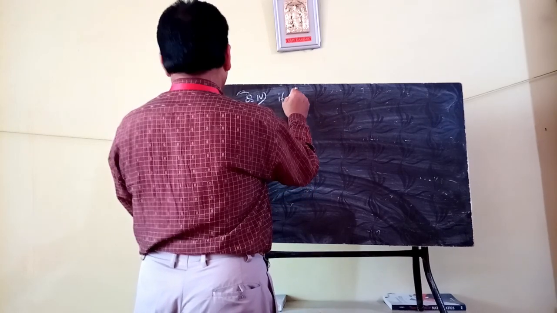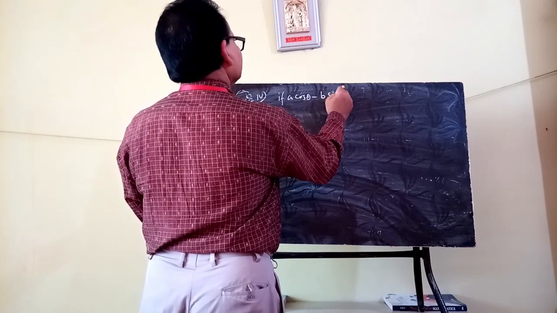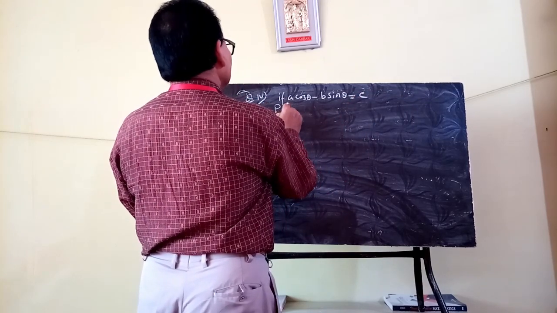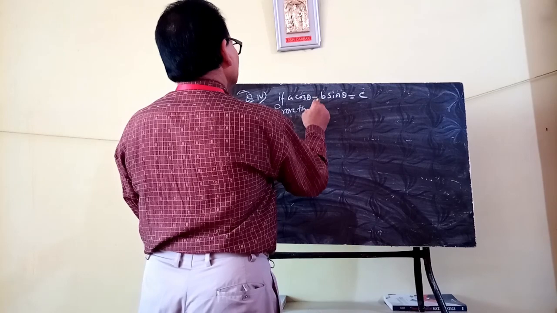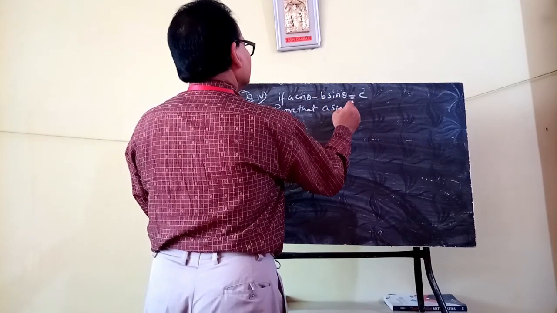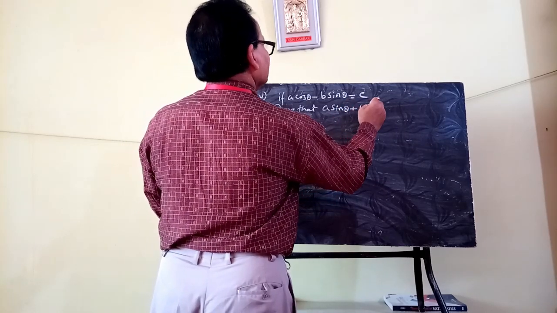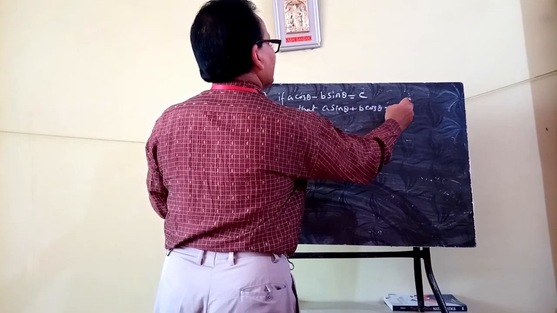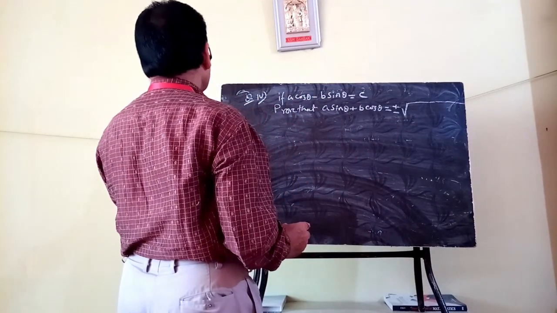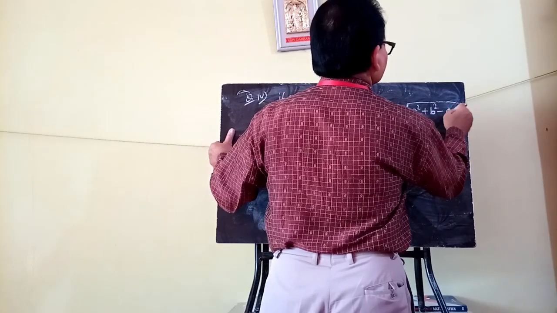If A cos theta minus B sin theta is C, you have to prove that A sin theta plus B cos theta is plus minus under root of A square plus B square minus C square.